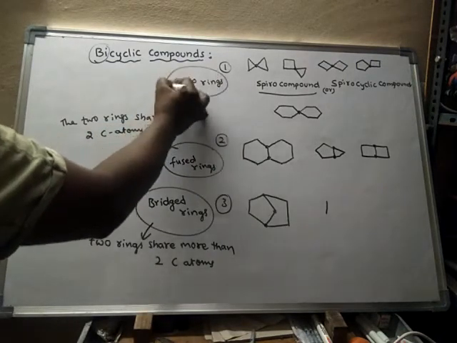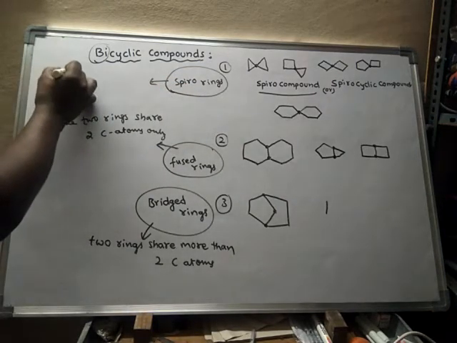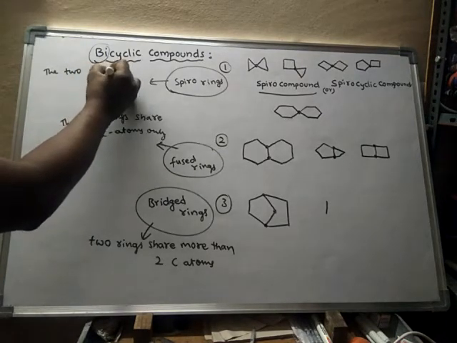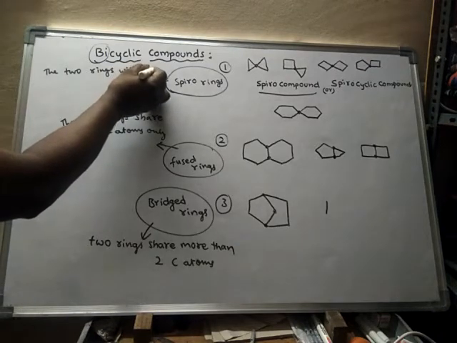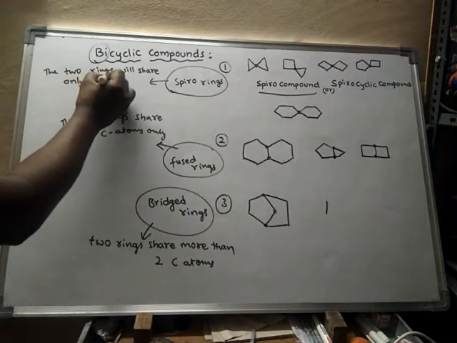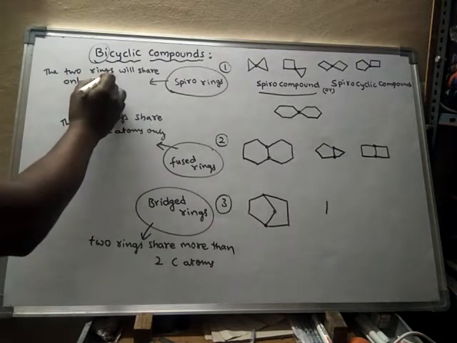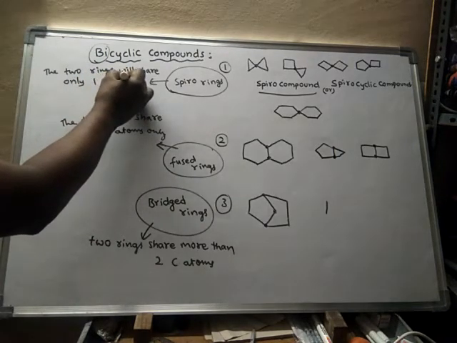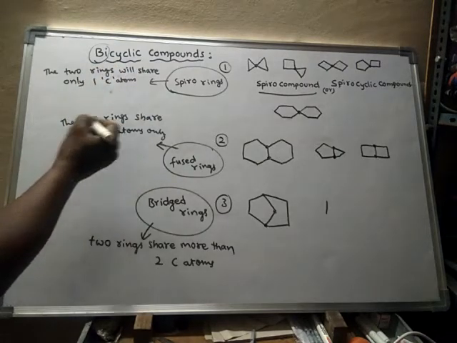Then what are spiro rings? In spiro rings, the two rings will share only one carbon atom. Only one carbon atom. Here they share two carbon atoms.